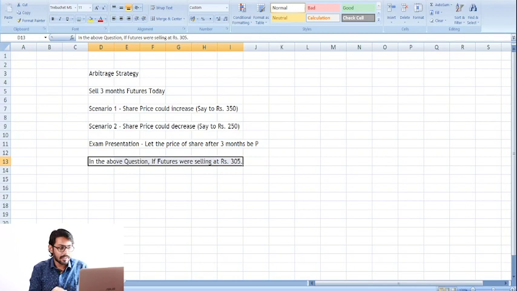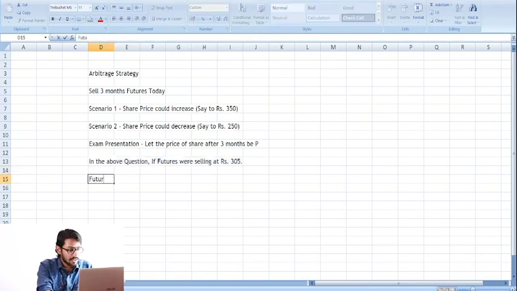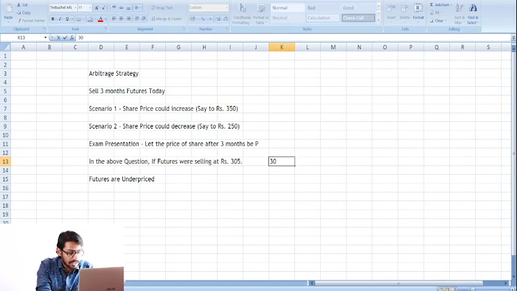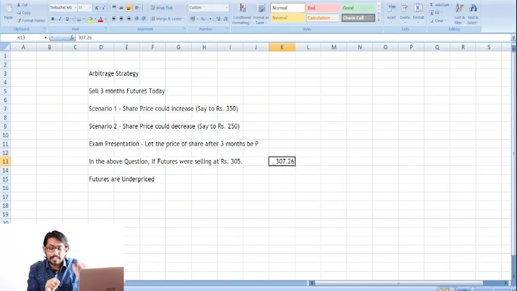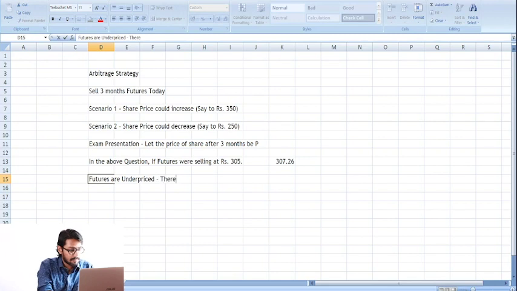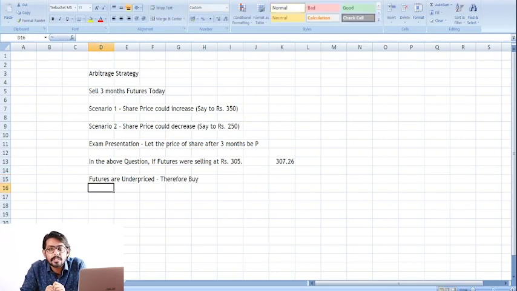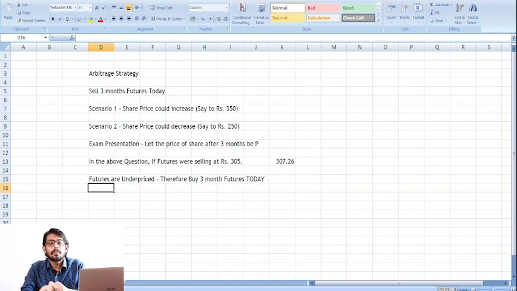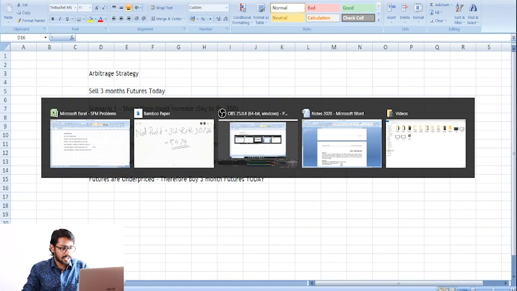Okay, so what would the arbitrage strategy be if in the above question futures were selling at 305 instead of 312? So in this case, futures are underpriced. The fair future price, nothing changes. Fair future price is still 307.26. Something that is worth 307.26, but is being traded at 305, is underpriced. When it is underpriced, what do you do? Therefore buy. Therefore your strategy is to buy. Buy what? Buy 3 month futures. When do you buy it? Today. You will buy a 3 month futures today. Let's check out the strategy.